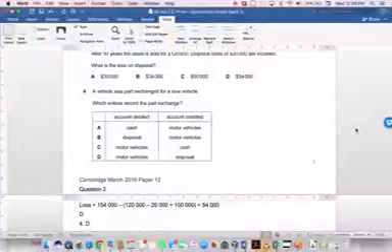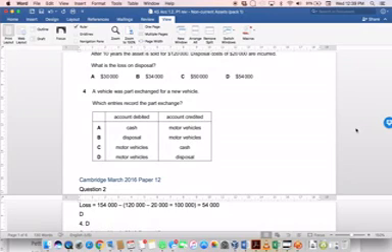A vehicle was part exchanged for a new vehicle. In other words, it was traded in. When you bought the new vehicle, you said you would hand your old vehicle over and then pay in extra cash in order to get the new vehicle. Which entries record this part exchange? Well, obviously when you buy the new vehicle, there are now two parts to it. The one part is the fact that you're handing over your old vehicle, and the other part is the cash.